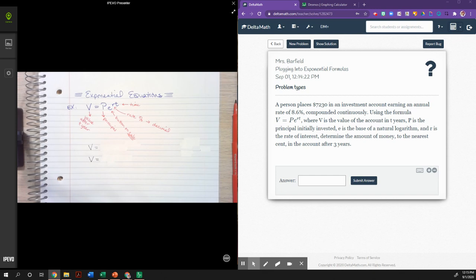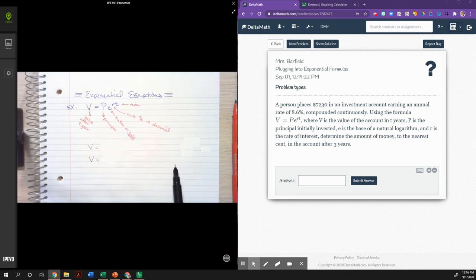A person places $7,230 in an investment account earning an annual rate of 8.6% compounded continuously. Using the formula V equals P e to the rt, where V is the value of the account after t years, P is the principal initially invested, e is the natural base of the natural logarithm, r is the rate of interest, determine the amount of money to the nearest cent in the account after 3 years.